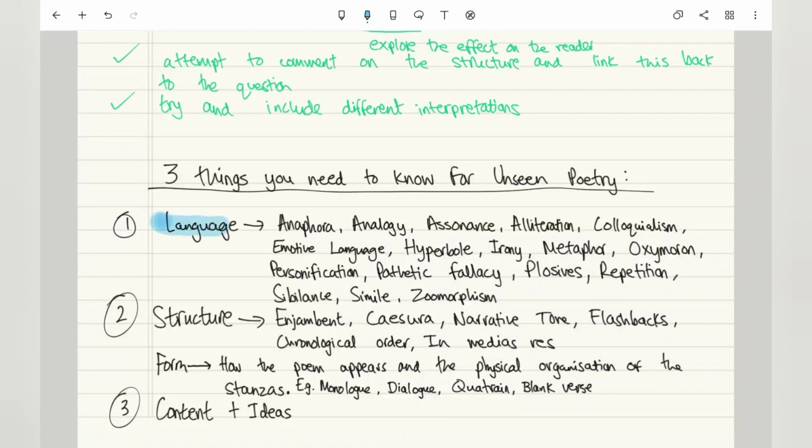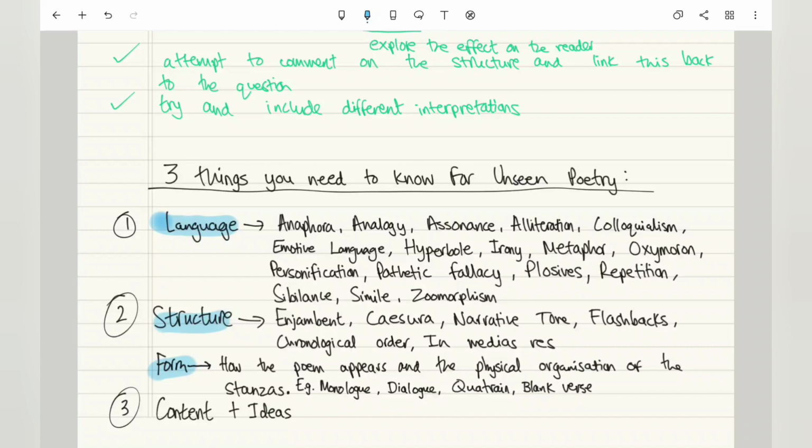Secondly, structure. So when you look at structure, you also need to look at form because they go hand in hand. So in terms of structure, you can look at enjambment, caesura, narrative tone, flashbacks, chronological order, and in media res. And what is form? Form is how the poem appears and the physical organization of the stanzas. So for example, a monologue, is it a dialogue, is it a quatrain, or a blank verse? So these are things that you want to comment on in terms of form.